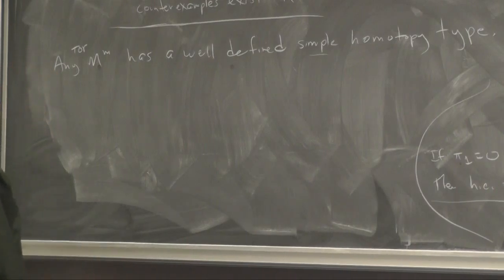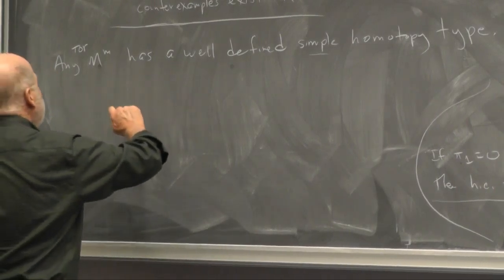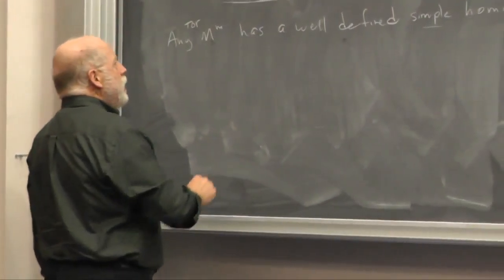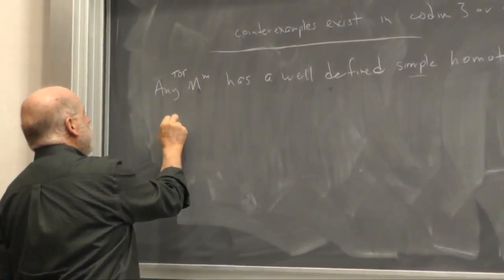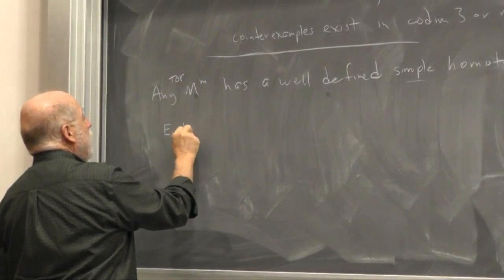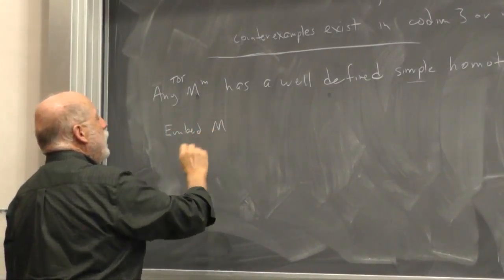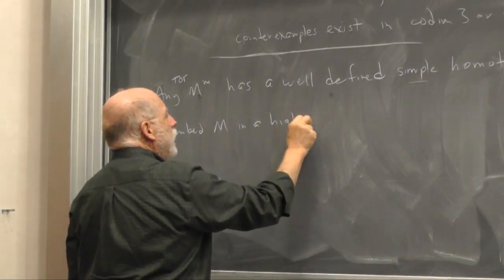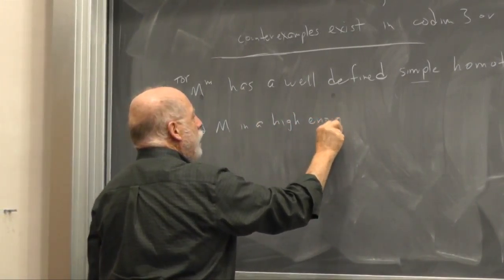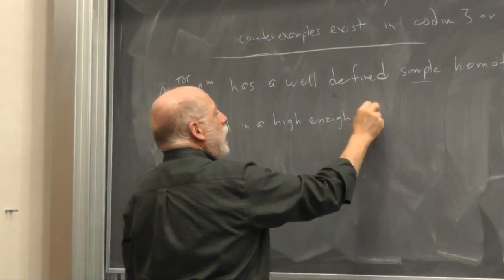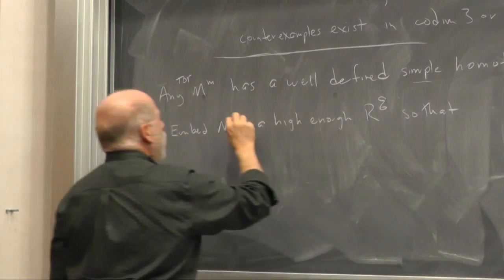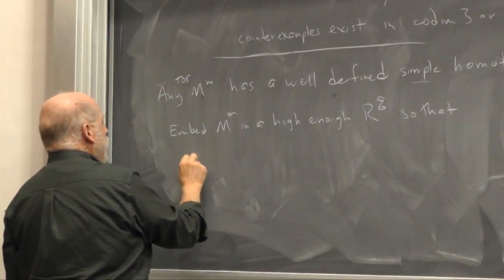Okay. So what is it? Well, I'll just go ahead in a couple of minutes. So you embed, here are the facts that haven't been proved yet. Embed M in a high enough R^Q so that M has a normal bundle.